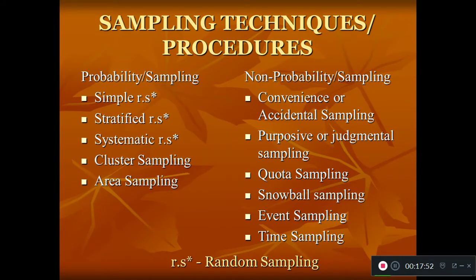Okay. Now, non-probability sampling has different types. One is the convenience sampling technique, also called the accidental sampling technique. Second one is the purposive or judgmental sampling technique. Third one is the quota sampling technique or snowball sampling technique. Fourth one is the event sampling technique. And last one is the time sampling technique. So these are the different types of sampling techniques. In today's video, we will see only probability sampling techniques. In the next video, we will focus on the non-probability sampling methods.